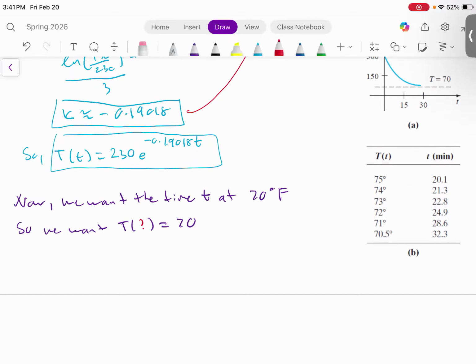Let's plug 70 into our equation. Let's plug it in for the temperature. So we have 70 equals 230 e to the negative 0.19018 t. We're trying to solve for t. So, excuse me, plus 70. I forgot this even above. Excuse me. It should be plus 70.